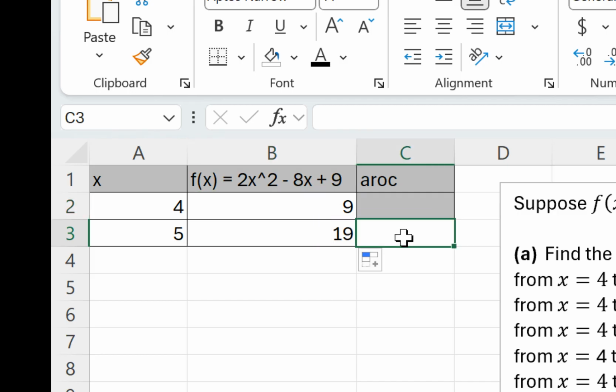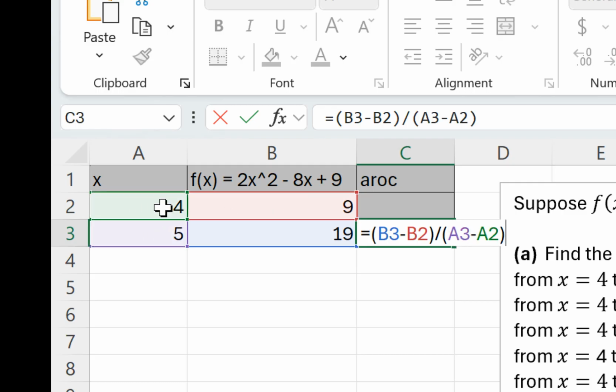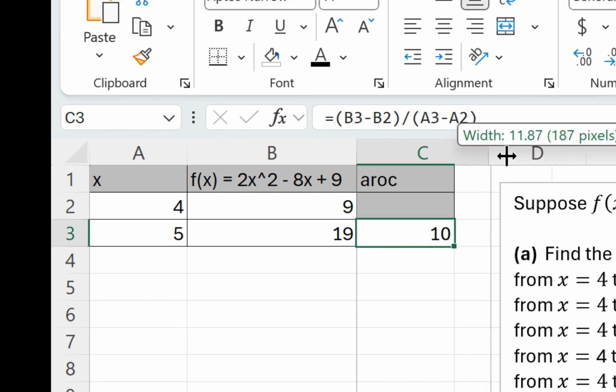To find the average rate of change, we find the slope of the secant line between those 2 points. So that is y2 minus y1 over x2 minus x1. So I take the second y minus the first y, make sure to put parentheses around it, divided by second x minus first x, make sure to wrap parentheses around that as well. And I get an average rate of change of 10.